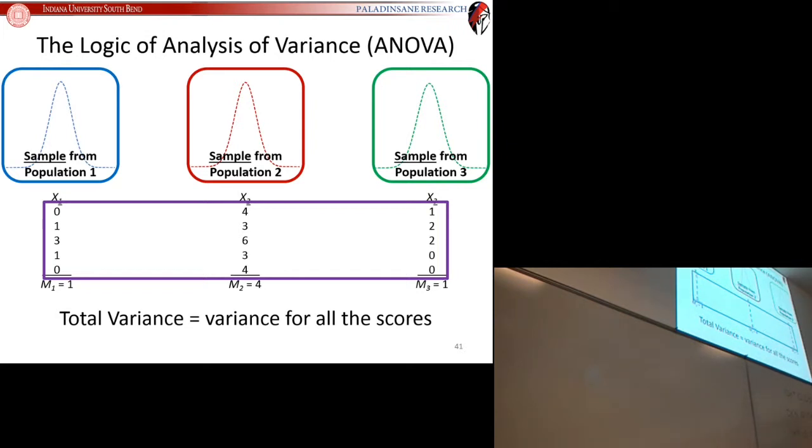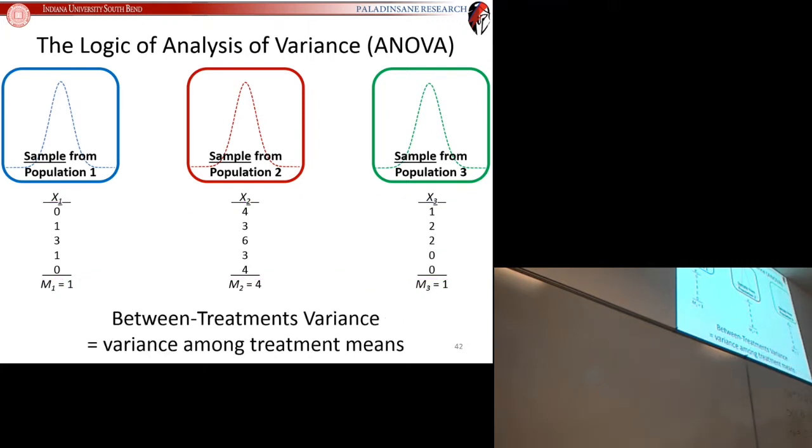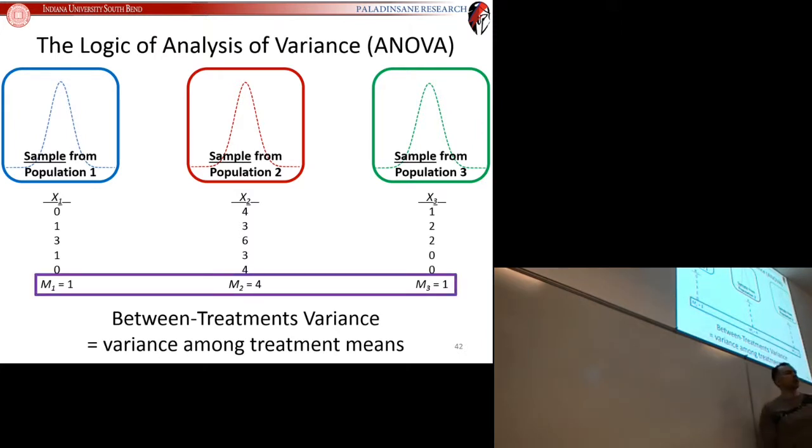Now that total variance can be split up into subsections, different parts of variability. The first one is between treatments variance. And between treatments variance is the variance among the treatment means. What that is, you take a look at the treatment means right there, and you'll notice that they're not the same. They are different. One of the means is 1. The other one is 4. The third one has a mean of 1. Those are different numbers. That has a certain amount of variability. That is your between treatments variance. So this is the amount of variability between the treatments. And that's one component of total variance.